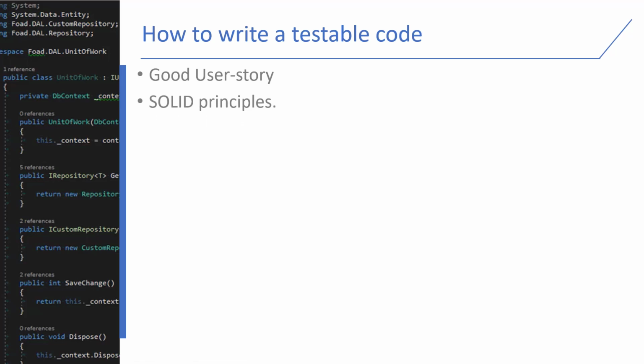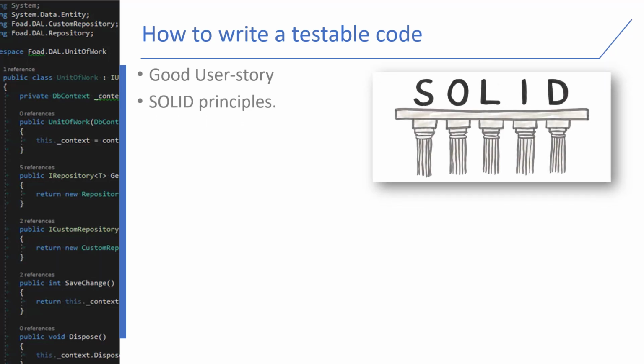After that, follow SOLID principles. SOLID principles are the foundation of software development. If you don't follow them, you cannot have good code, testable code, the smallest possible part of code: single responsibility, Liskov, open-closed, dependency inversion, and interface segregation. I'm not sure why I didn't name them in the correct order, but you need to follow these principles and they will help you to have testable code.